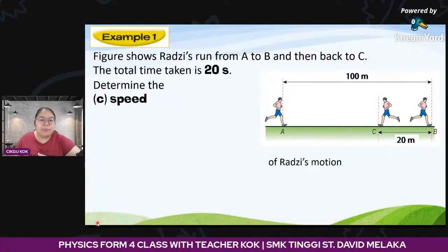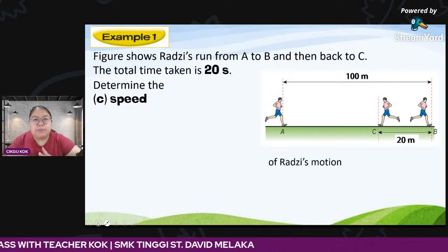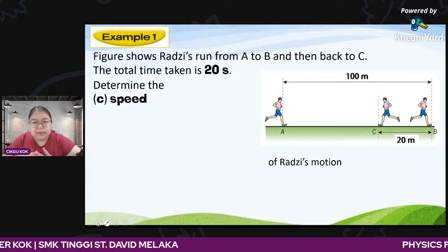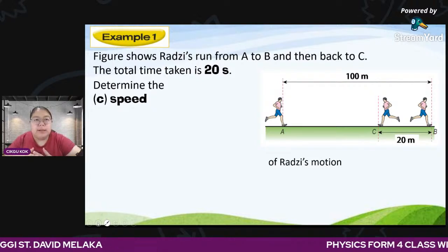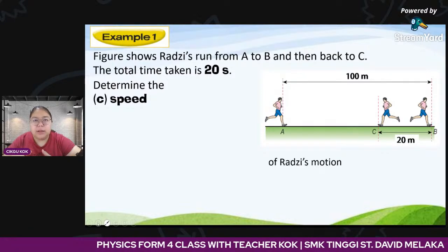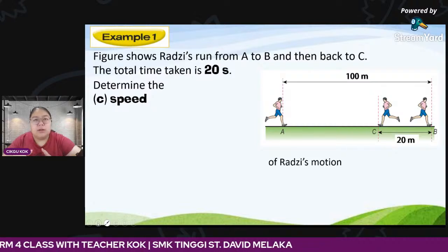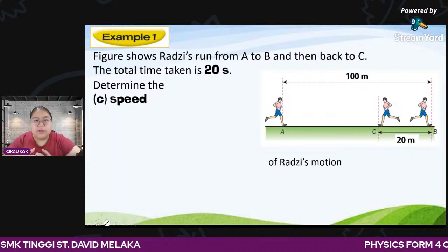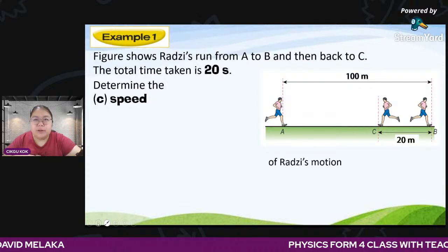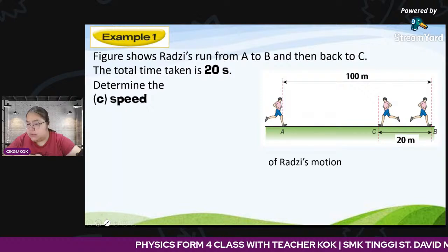Also example one, they ask about the speed. What is the speed? So you can answer here. Speed means using the distance over the time taken. We call it speed. Time taken is 20 seconds. So can anybody answer me?